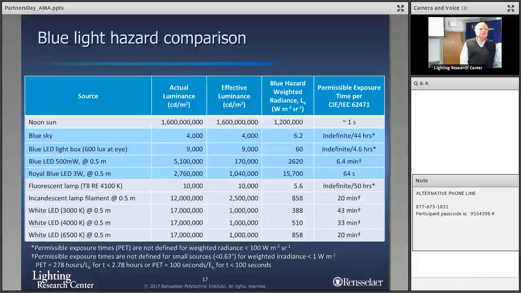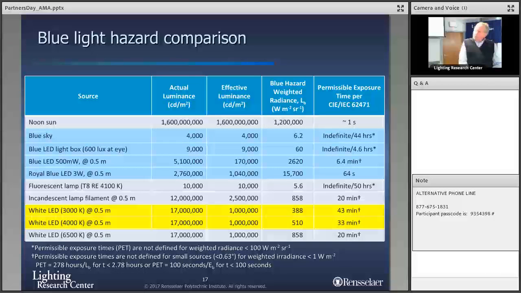But remember, you have to stare at it for about 6 minutes, which most people would probably not do. We've picked another one here, which might be the worst case that we know of. It's a blue LED, high-powered, and we're looking at about a minute. So a second for the sun, about a minute for an LED, based upon the IEC CIE recommendation.